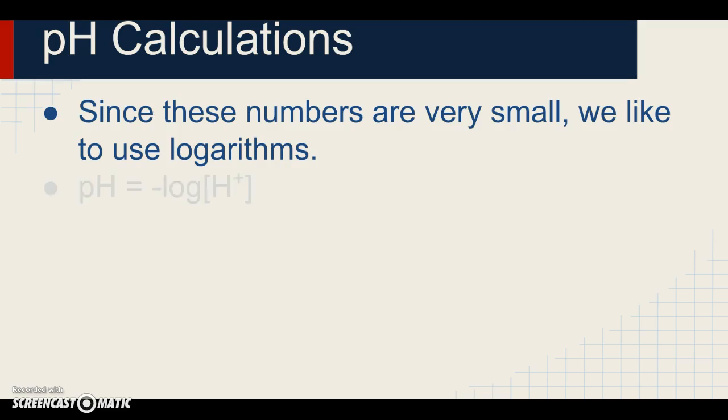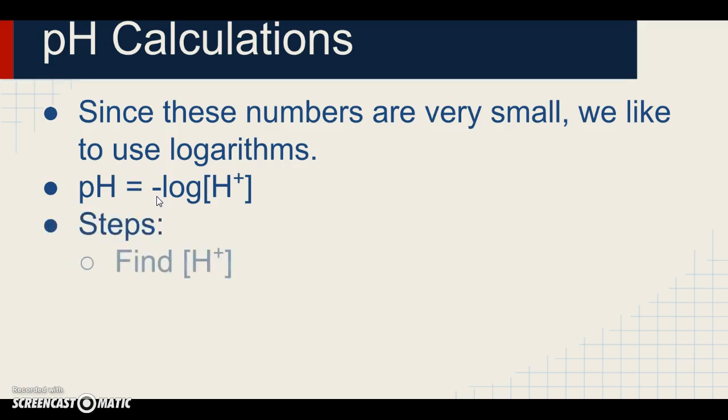So here's what we're going to do. pH gives us a measurement of the concentration of hydrogen in terms of log. You're going to take your concentration of hydrogen, apply a logarithmic function to it. If you're using a scientific calculator, you'll put in the number first and then hit log. If you're using your graphing calculator, you'll do log and then the number. And then we're going to take the opposite of it.